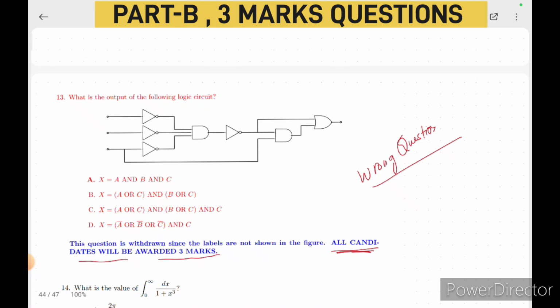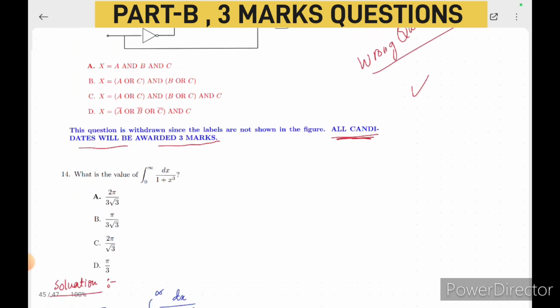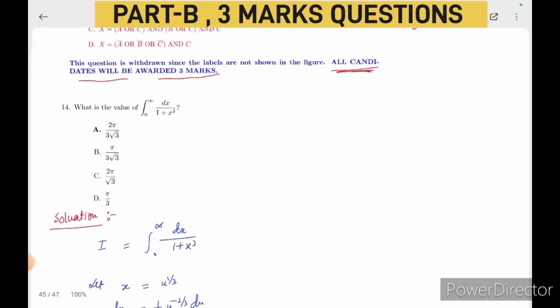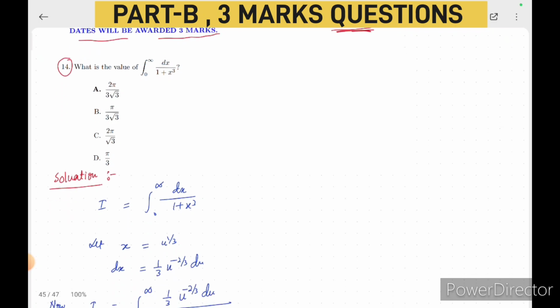They actually give any kind of marks for that kind of question in your examinations. So okay, this is the wrong question. Now we next go to question number 14. That is a very important question. Here we use a very beautiful mathematical approach to solve this type of question. So what is the value of these integrations?